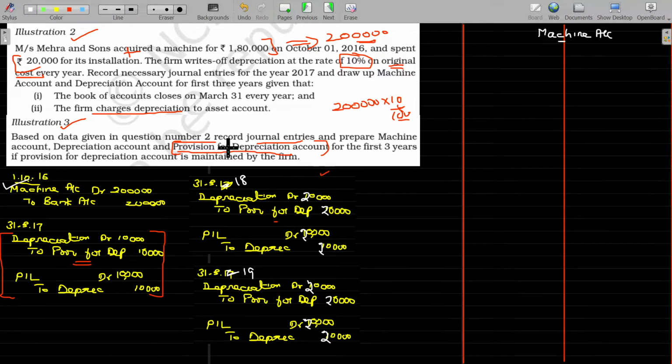In machine, to bank, 2 lakhs. I don't do any other adjustment in the asset account, so it remains the same year after year. Isn't it? If you want to prepare, you can prepare this way. First year, 2 lakhs. What is the closing balance? I don't pass any other adjustment here.